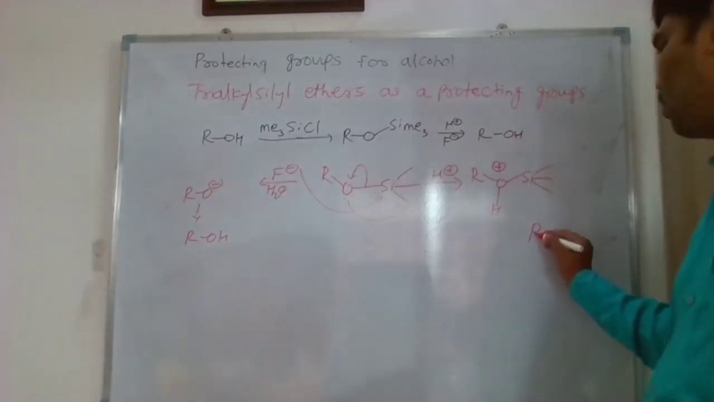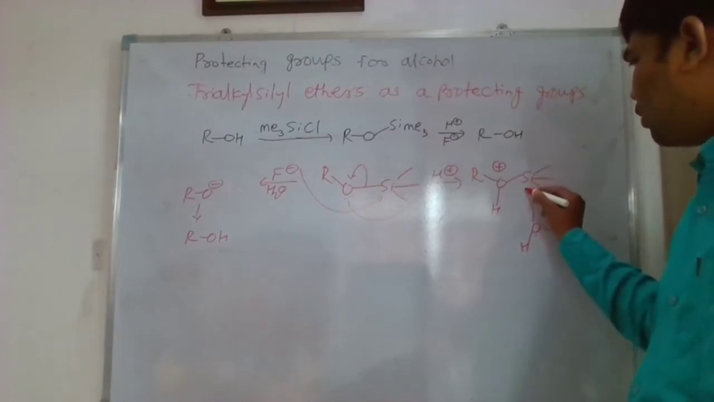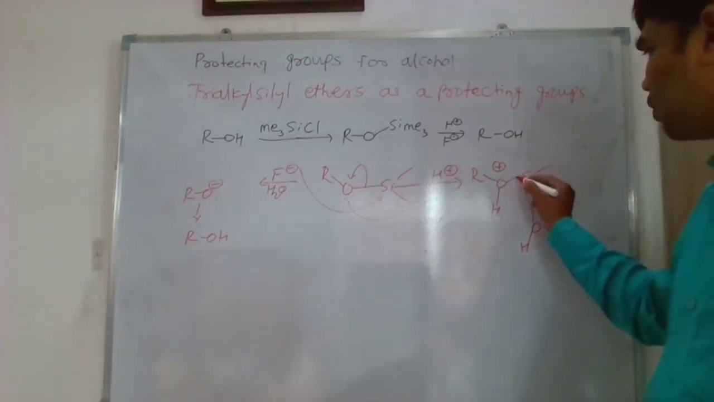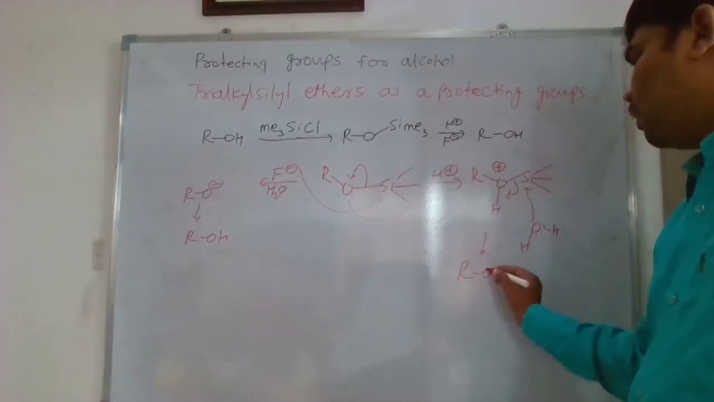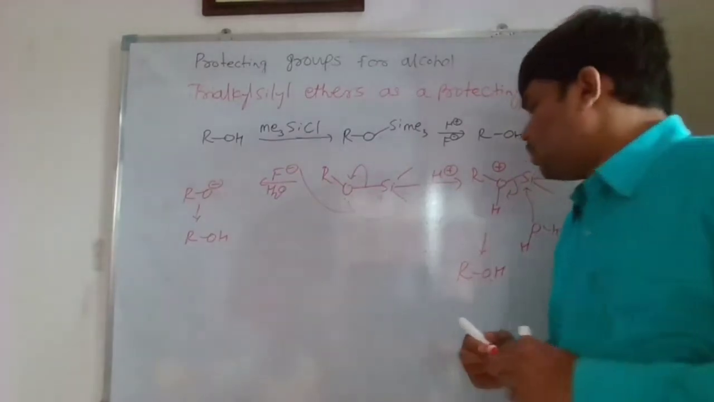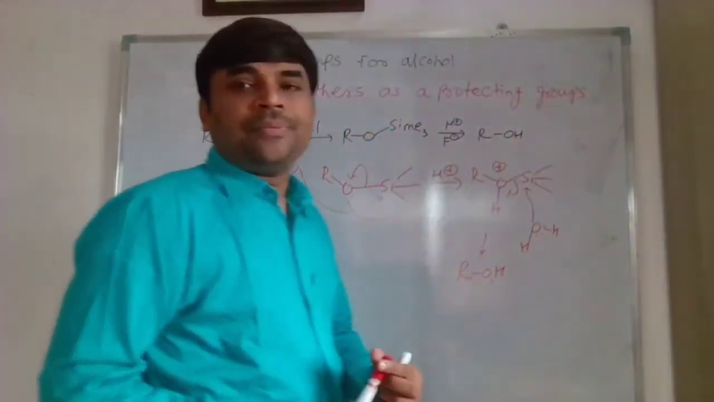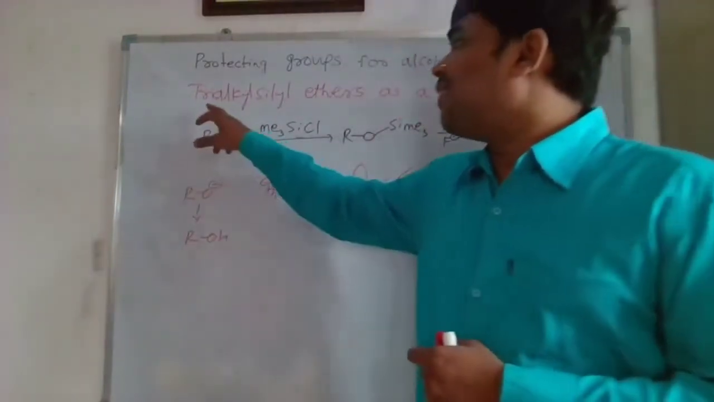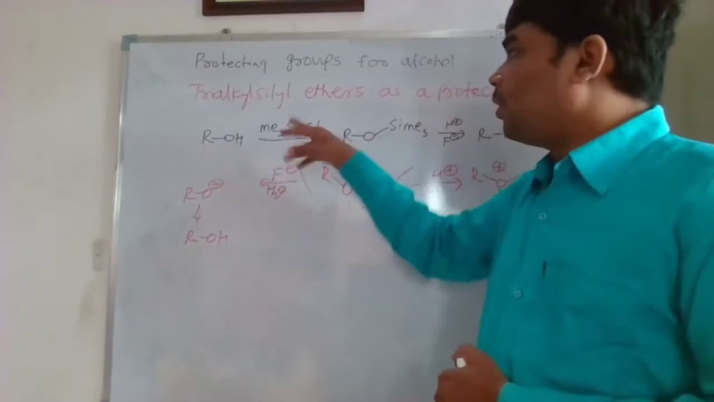Again, there is aqueous solution, so water is always there. This oxygen lone pair attacks silicon and this alcohol is removed. This way we deprotected this silyl protection from the alcohol and we can get alcohols. So in such a way, trialkyl silyl ethers are a protecting group for alcohol.